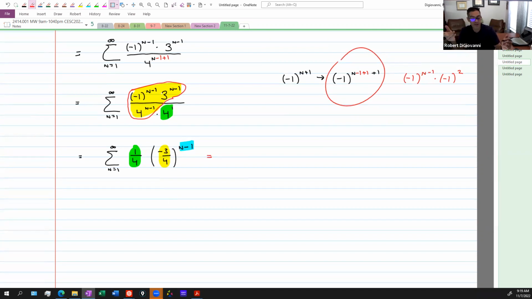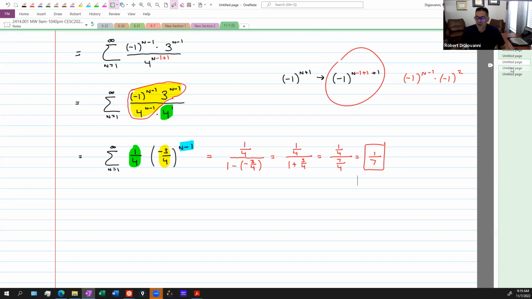I'm just going to get right to this. This should converge to 1/4 over one minus negative 3/4, which should be 1/4 over one plus 3/4, which is 1/4 over 7/4. Which is 1/7. When you flip it, the fours cancel. You get 1/7. Okay, we good? We have one more example. Any questions?